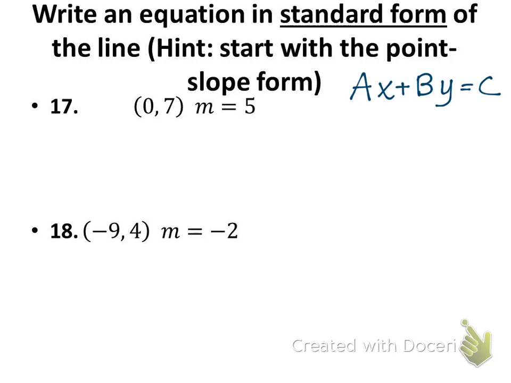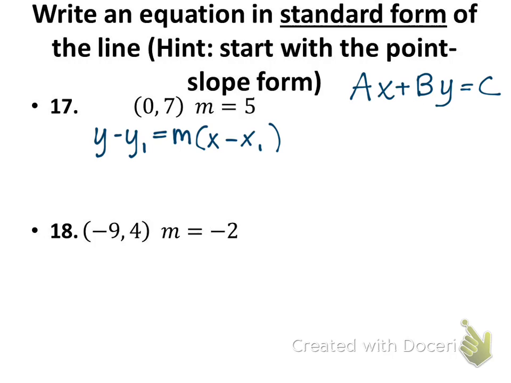Usually with standard form, they give us an equation and we just have to reorder it and make sure it follows the rules. But on this one, they didn't give us an equation. They gave us a point and a slope. So which formula, I guess I should say, do you know that only needs a point and a slope? Point slope. Hint, hello, point slope form. So what is point slope form? y minus y1 equals m times x minus x1.